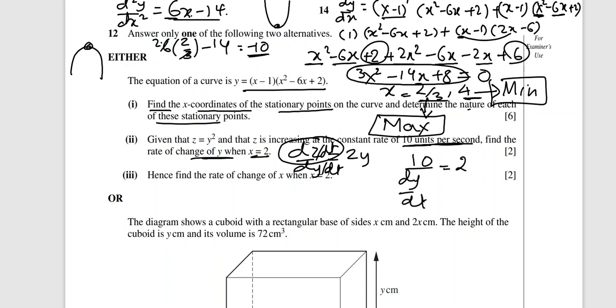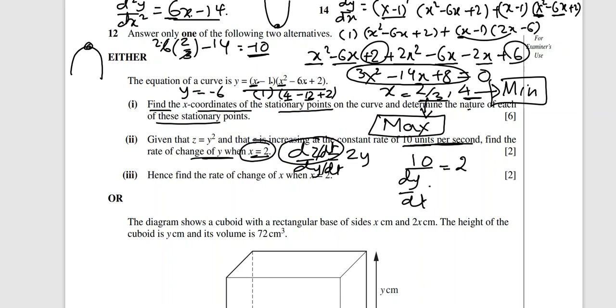y is where x is 2. Okay, so it is related with the previous one. Wow. So let's put here 2 in place of x. So 2 minus 1 is 1. 2 square is 4 minus 6 times 2 is 12 plus 2. So it becomes 4 minus 12 is minus 8 plus 2 is minus 6. So y is minus 6 when x is 2.